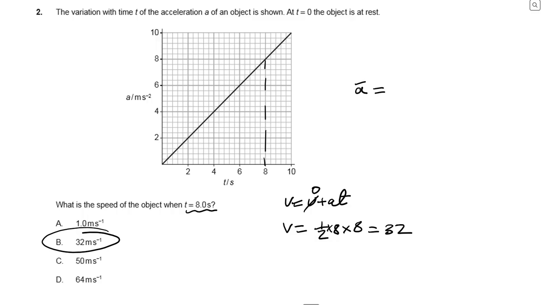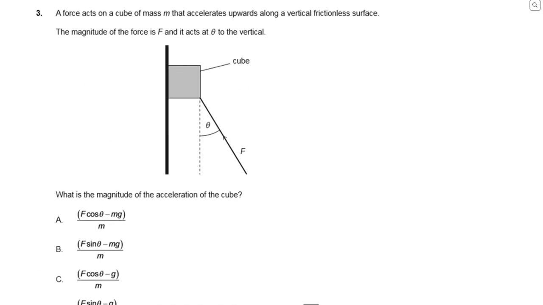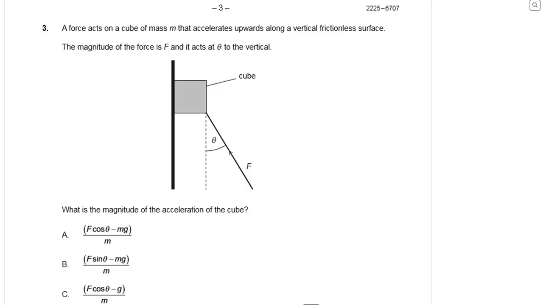What we could also do is find the average acceleration, and that would be 4. So we can do v is equal to average acceleration times time, which is 4 times 8, and that is also 32. So that also works, right? But this would be our average acceleration. Okay, hopefully that's clear.